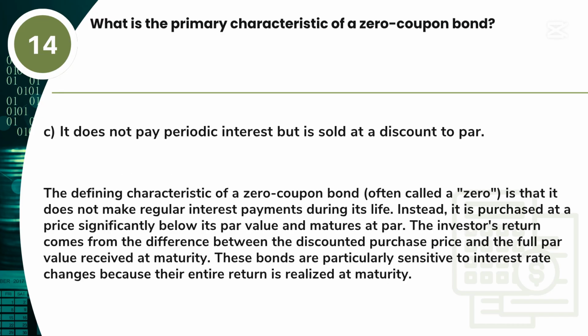Answer: C. It does not pay periodic interest but is sold at a discount to par. The defining characteristic of a zero-coupon bond, often called a zero, is that it does not make regular interest payments during its life. Instead, it is purchased at a price significantly below its par value and matures at par. The investor's return comes from the difference between the discounted purchase price and the full par value received at maturity. These bonds are particularly sensitive to interest rate changes because their entire return is realized at maturity.